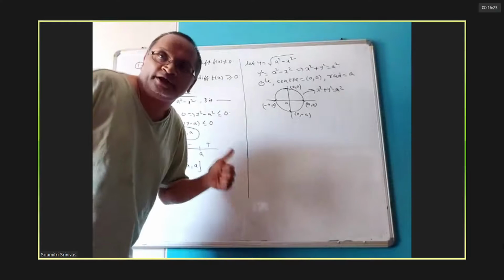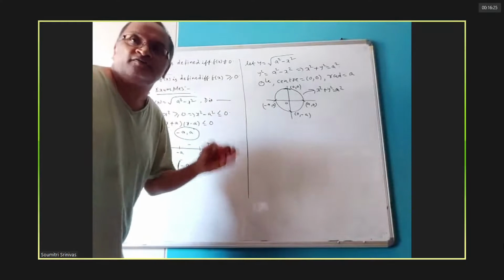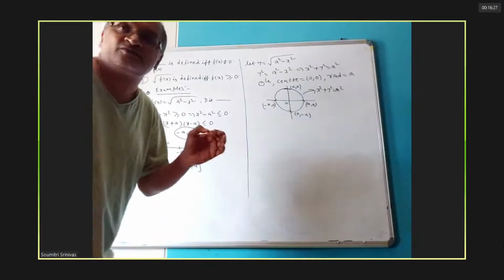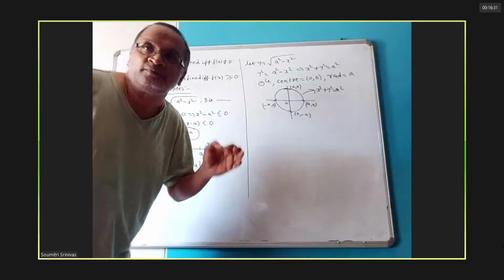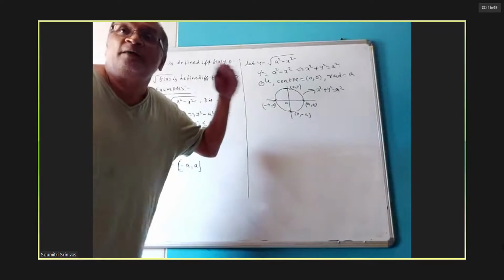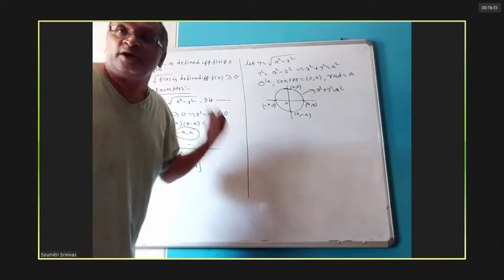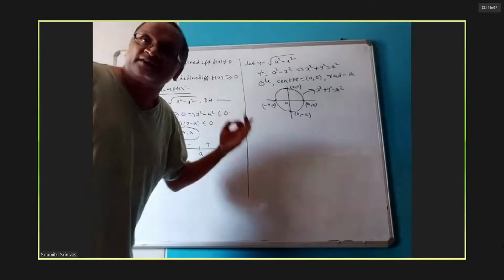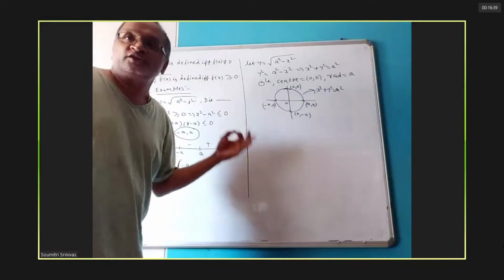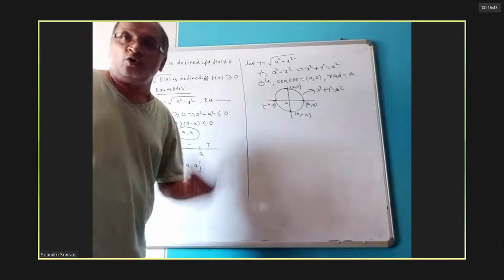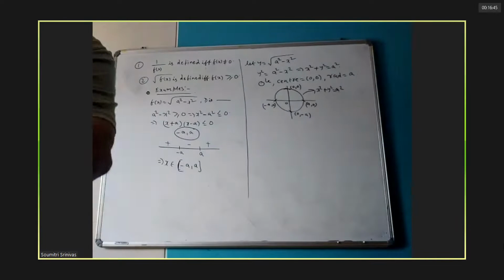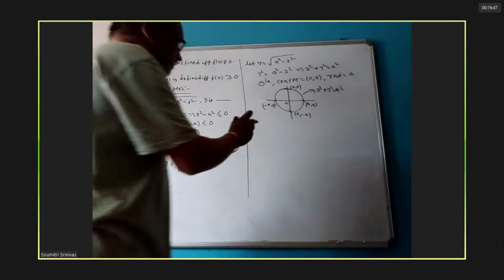What does y equal to under root of a square minus x square represent? It represents the upper semicircle. y is equal to minus under root of a square minus x square. What does it represent? Lower semicircle. That is, what am I trying to say?